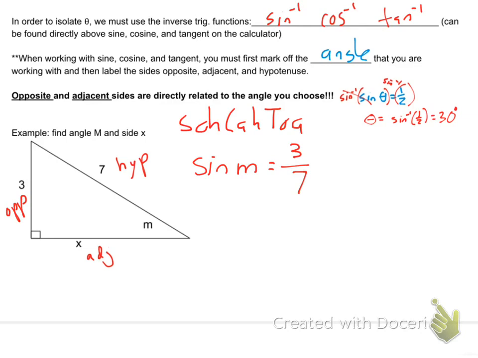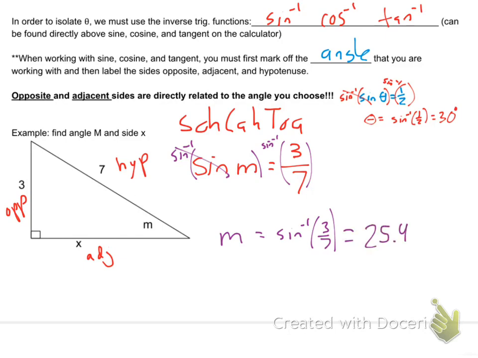And just like the problem above that we just did, I need to get M by itself. And to get M by itself, I will take the inverse sine. And if I take the inverse sine, it's gone, and M equals the inverse sine of 3/7. If you put that on your calculator, using the same methods that we just used, you should get something like 25.4 degrees. That is rounded.